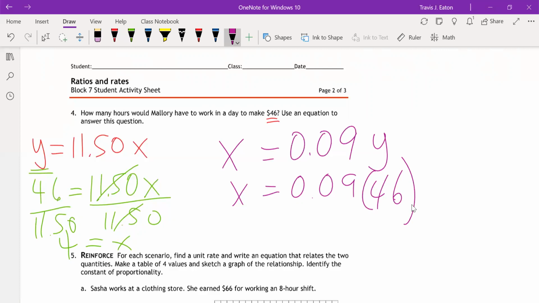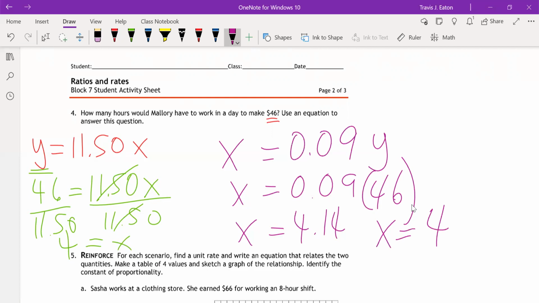Now, we might come up with a slightly different number, but I don't think so. 0.09 times 46. It comes out to 4.14, so pretty darn close. The number of hours, 4.14. We'd have to round that down to 4, because 0.14 hours, are you kidding? Crazy. So yeah, either way, there is a way to figure this out.